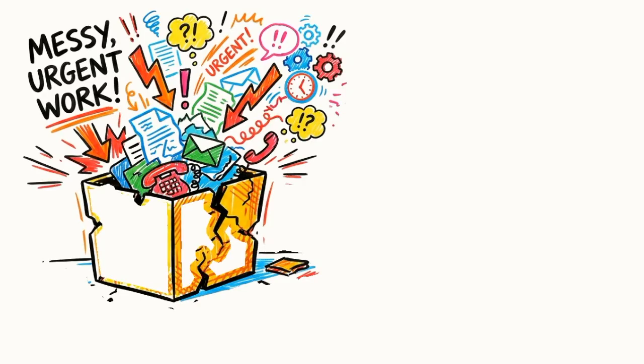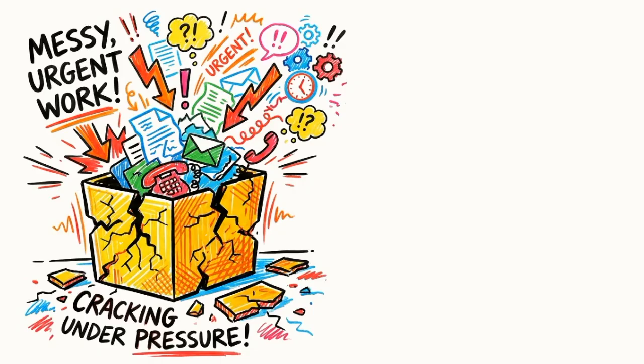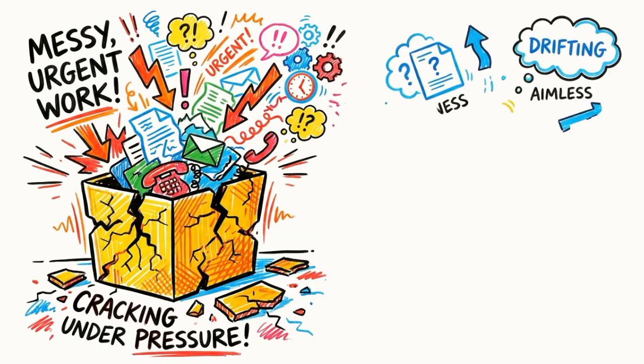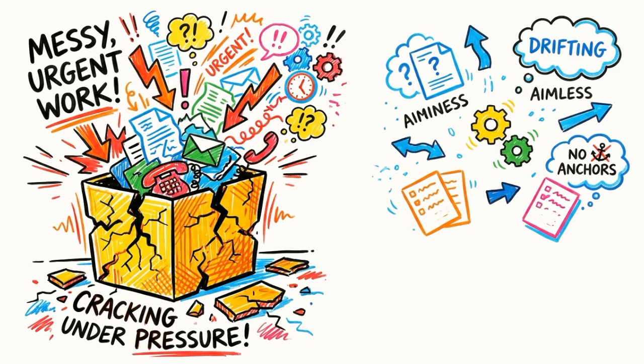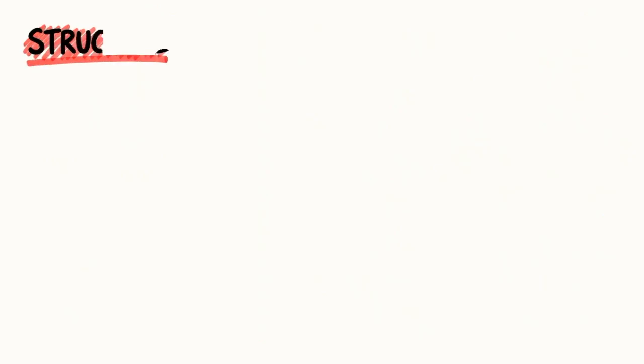Here's where the problem shows up. Some teams feel Scrum is too rigid. When urgent work appears in the middle of a sprint, everything gets messy. Other teams feel Kanban is too flexible. Without planning moments or review points, alignment can drift. So the question becomes, how do we get structure without losing flexibility?